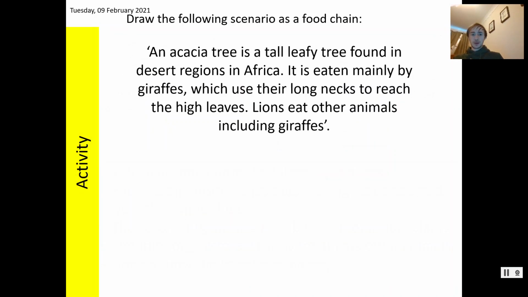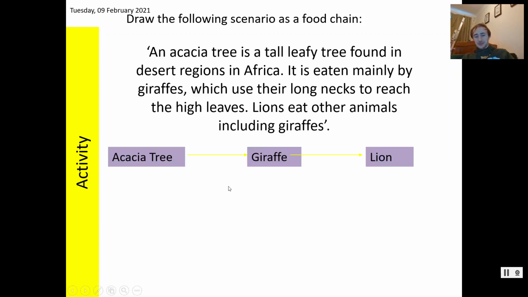Fine. Now, just to make sure you've got that, spend 30 seconds on this. Can you read that and draw me a food chain, please? So hopefully you haven't struggled with that too much. It should look like that. Now it's just that simple, it's just that straightforward. Acacia tree to giraffe to lion.